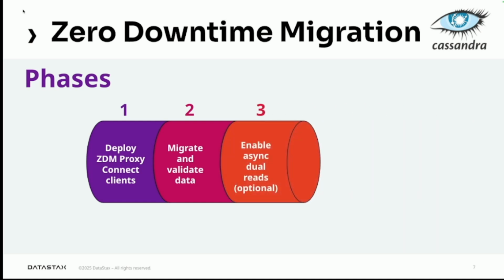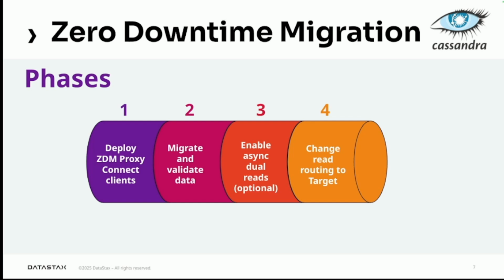An optional step that some of our customers choose to do is enabling dual async read. That way you can read from both the Astra DB database as well as the origin Cassandra database. It's really just a way to help ensure that everything's working as expected. The next phase is to change the read routing to the target, not the origin. Again, this is more of a step around validation and making sure that we're getting the right data that we expect for the application out of the database.